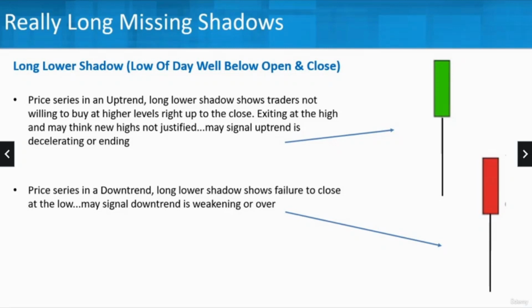And we'll learn later in the course about how we can use confirming indicators to confirm these types of moves. But again, really look for these long upper and lower shadows, in combination with a missing shadow, and that can really tell us quite a bit.